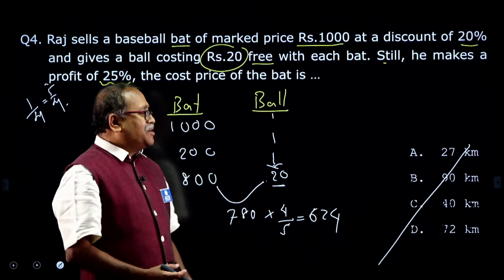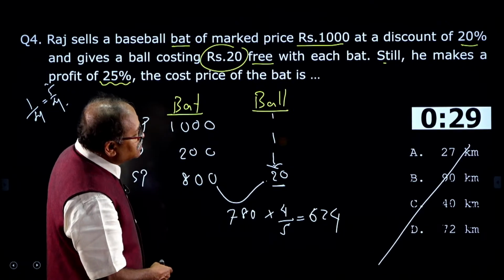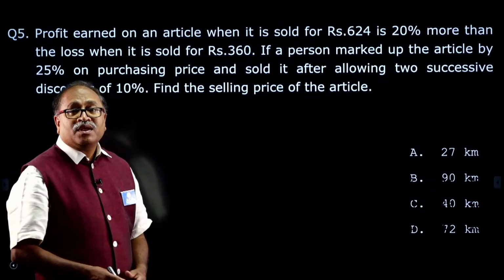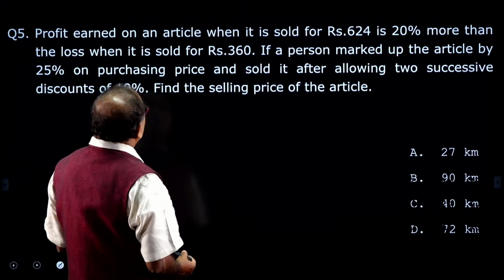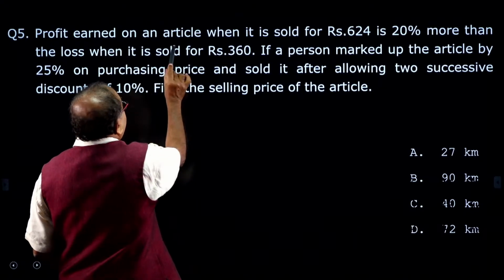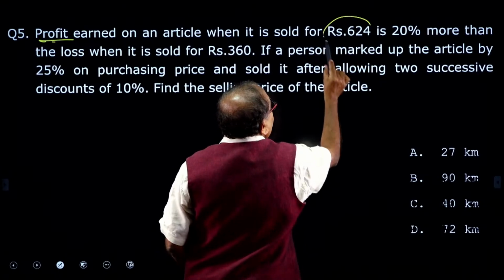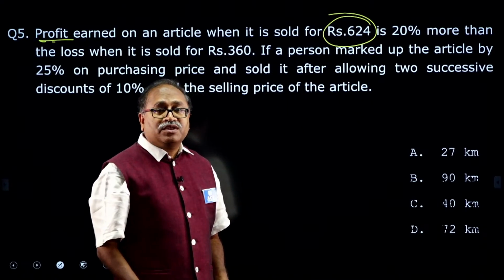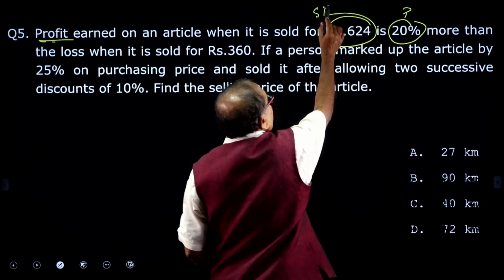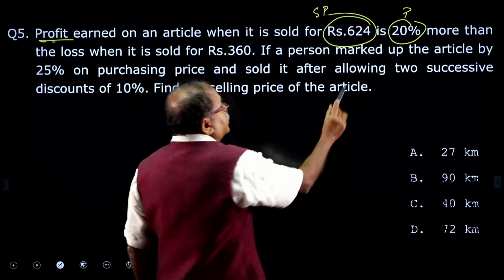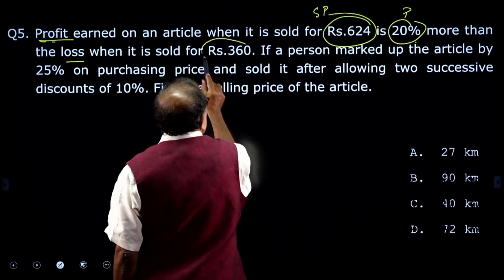Okay. I am moving on to the next question. Forget about the timing and all. Now, let us read the question properly. A day will come where you can do it faster than me. The profit earned on an article sold for rupees 624, that means selling price is there, and the profit percentage is also there. This is my selling price and this is profit percentage. It is 20% more than the loss when it is sold for rupees 360.